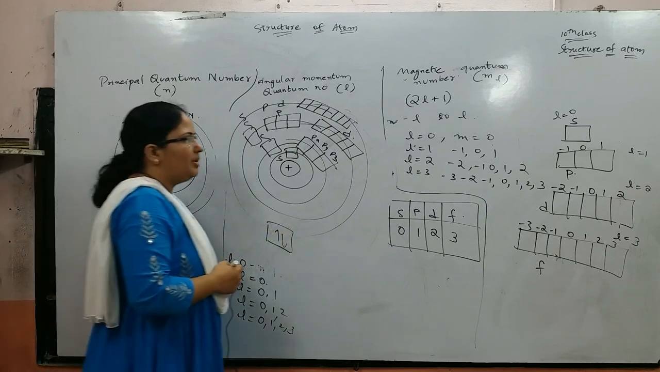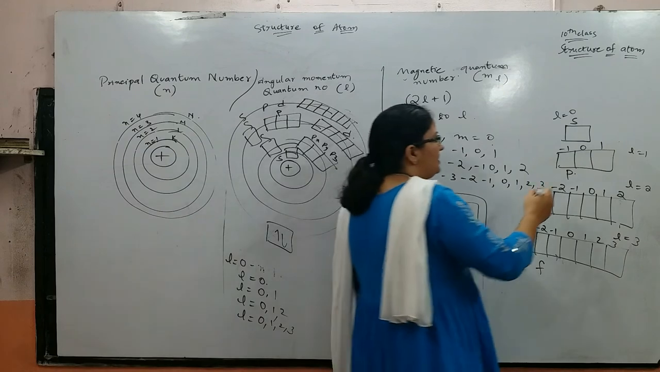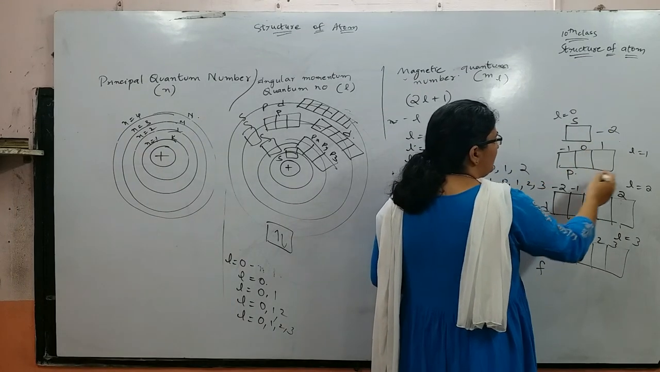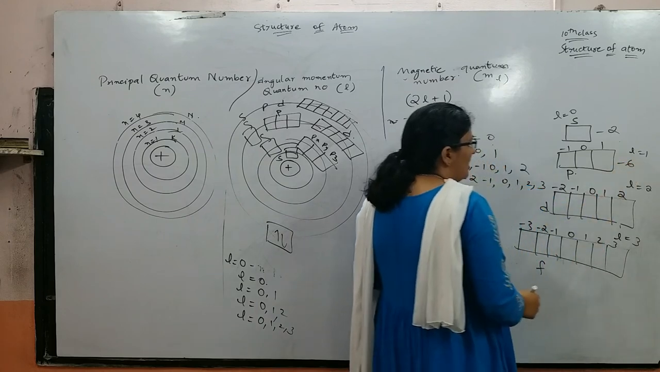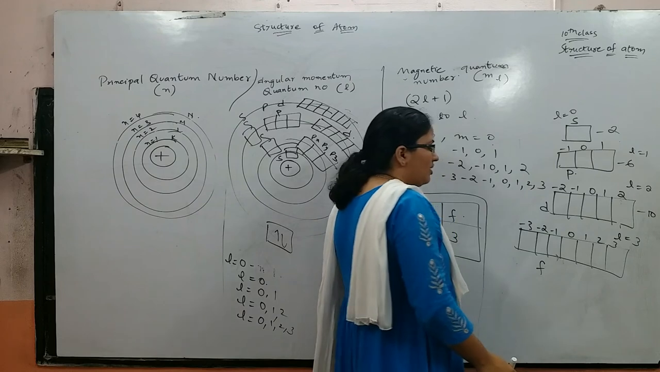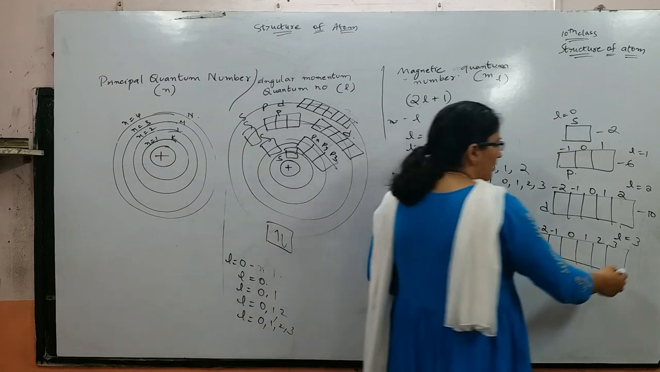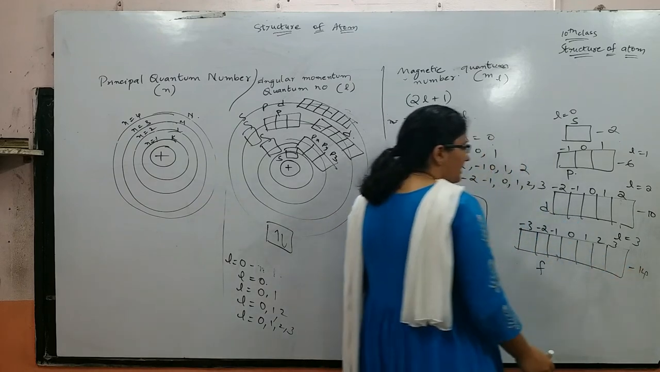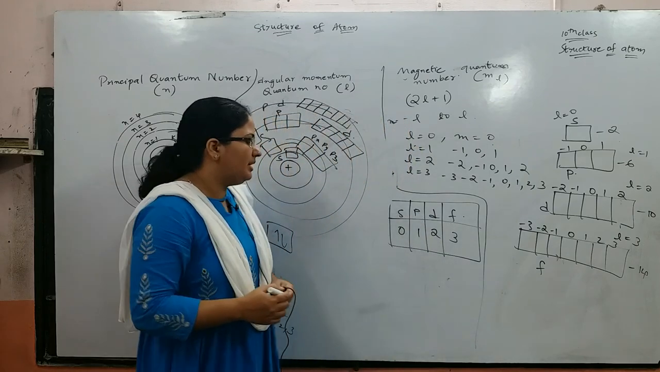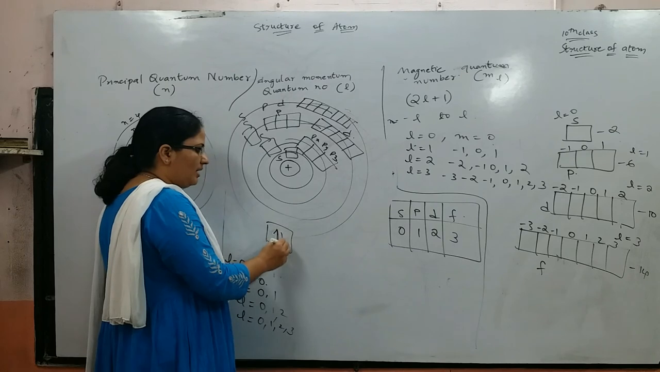So the total number of electrons in S subshell is 2. The total number of electrons in P subshell is 6. The total number of electrons in D subshell is 10. The total number of electrons in F subshell is 14. This is how the subshells are distributed around the nucleus. I told you in a particular orbital you can have 2 electrons.